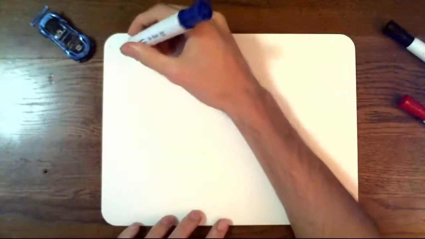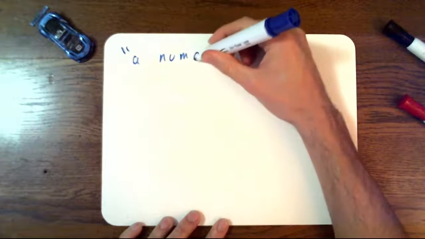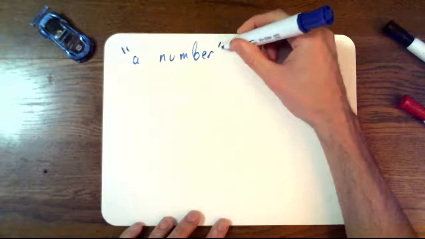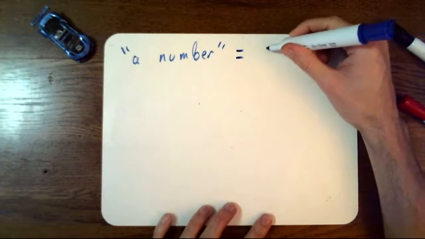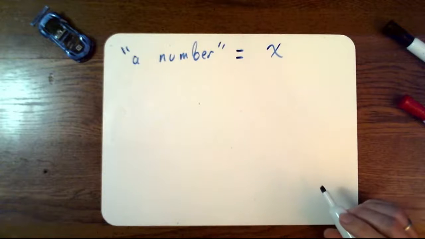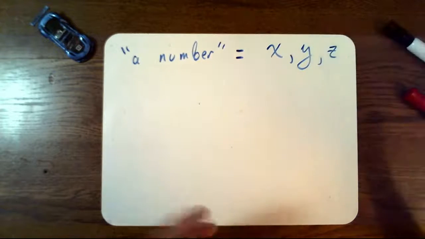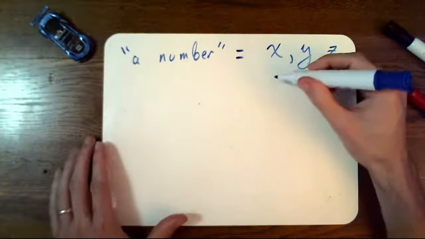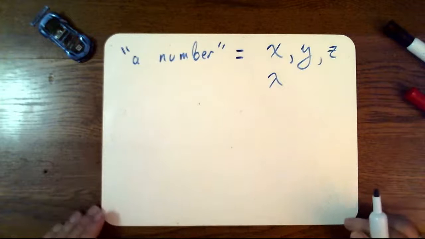So another thing that I didn't talk about yet is a number. Anytime you see a number, this is referring to the variable, which is usually x. It could be any letter that you like. What's your favorite letter? That's your variable. X, Y, Z. I'm going to go with lambda because lambda looks cool.